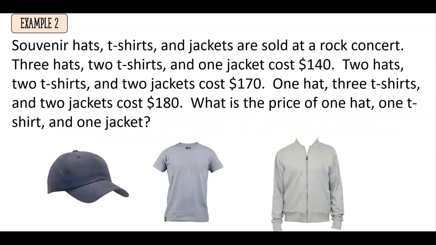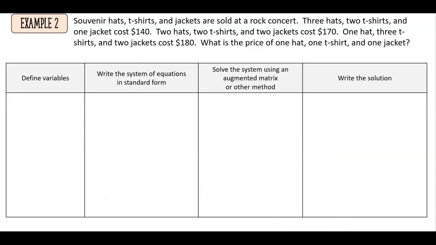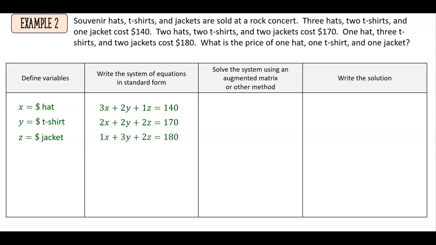Wait a minute. Hold on. Let's talk about hats, shirts, and jackets. Okay, they're sold at a rock concert. 3 hats, 2 shirts, and 1 jacket costs $140. And then 2 hats, 2 shirts, 2 jackets cost $170. And then 1 hat, 3 t-shirts, and 2 jackets cost $180. Okay, what is the price of 1 hat, 1 t-shirt, 1 jacket? Let's find out. X, Y, and Z. Hat, t-shirt, and jacket. Is that what y'all got? Just make it easy, make it in order. X, Y, Z. Okay, and then what does it stand for? So, I got that, right?